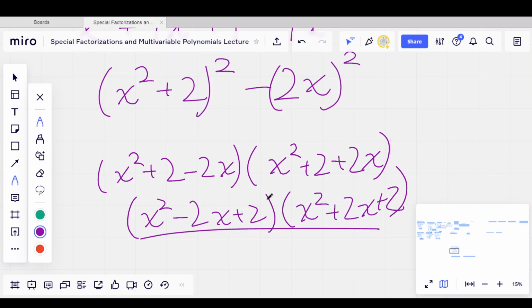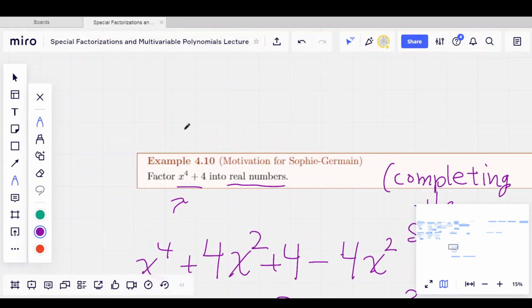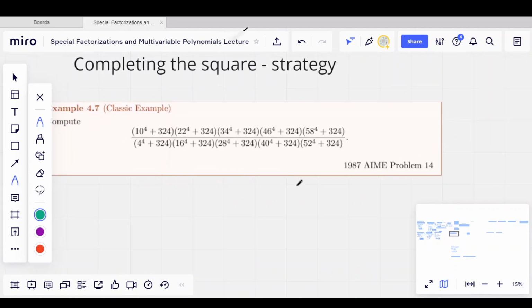This is a very useful strategy. So you just add and subtract, add and then subtract the same thing. But you have to make this a square. So that's why it's called completing the square. Okay. So this will tackle a lot of problems with messy expressions like this one.